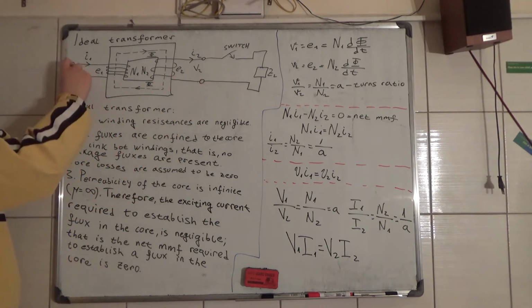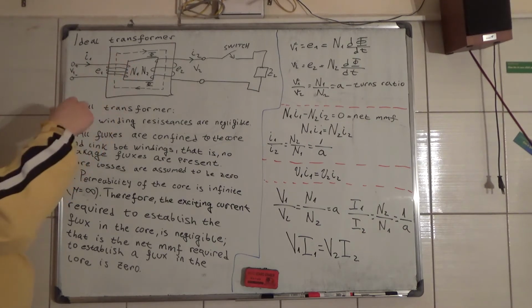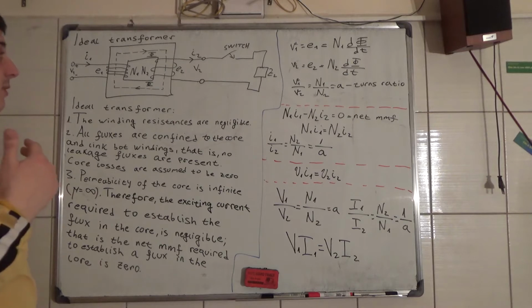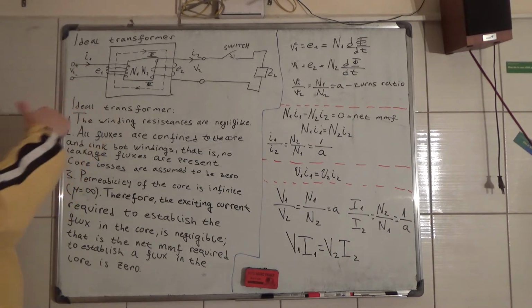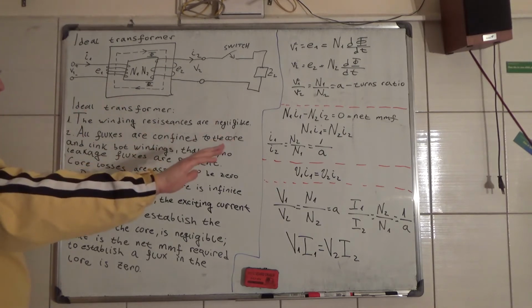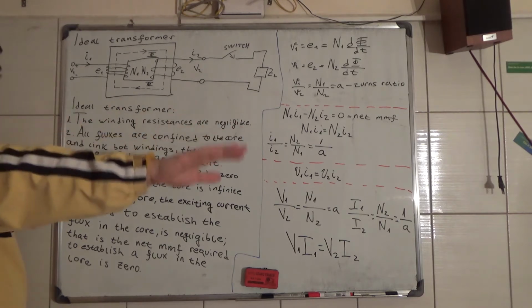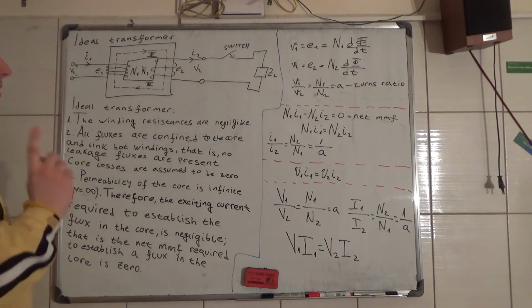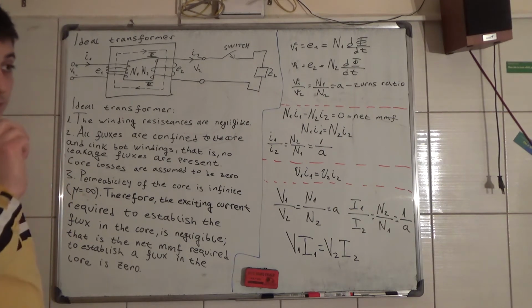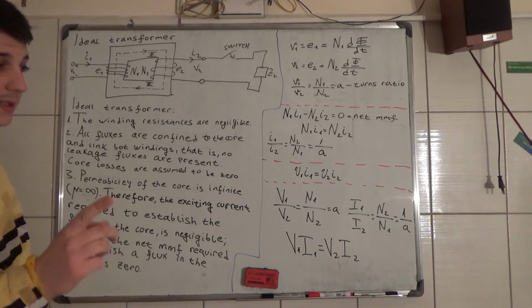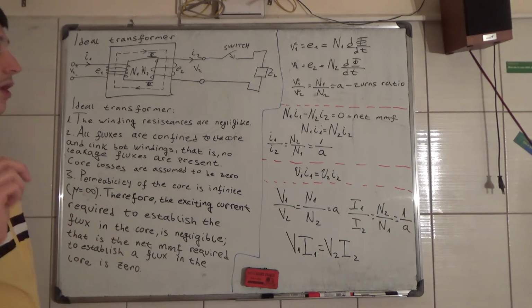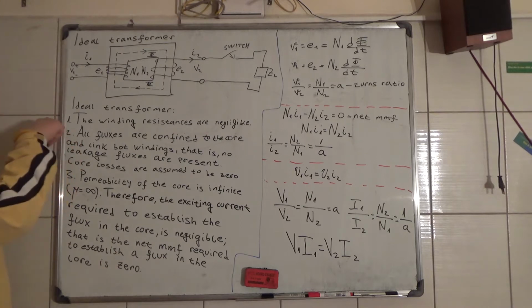And here we have energy source V1 that we are going to provide on this winding. The winding where we are putting the energy in is called the primary, and the winding where the energy is going out is called the secondary. Now first we are going to see what are the characteristics of an ideal transformer. We have three characteristics of an ideal transformer.